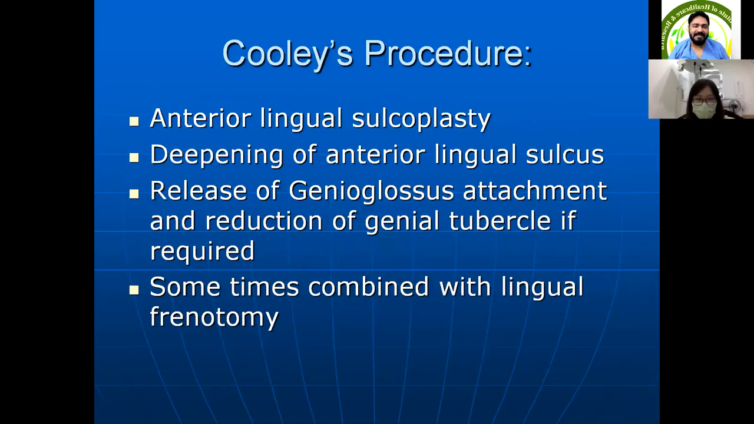In Cooley's procedure, the anterior lingual sulculoplasty deepens the anterior lingual sulcus, with release of the genioglossus attachment and reduction of the genial tubercle if required. Sometimes it is a combination technique with lingual frenectomy.